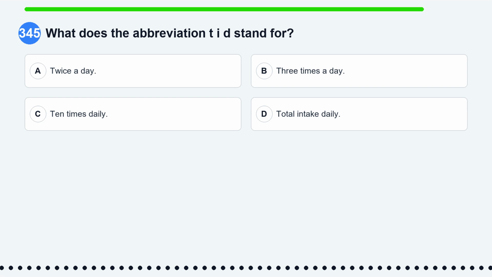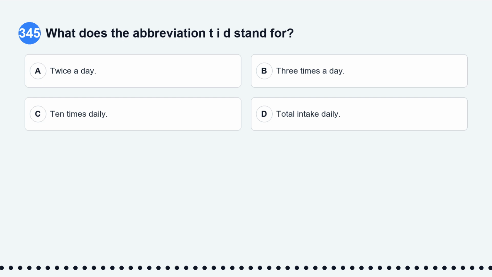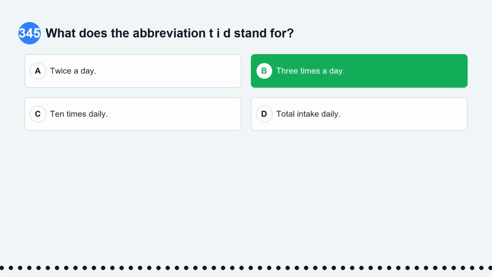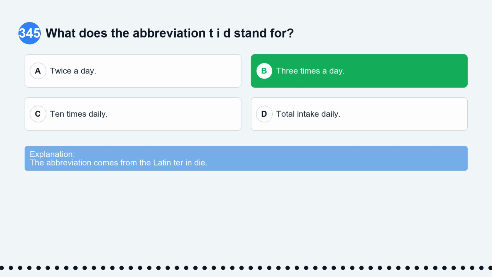Question 345. What does the abbreviation TID stand for? Option A, twice a day. Option B, 3 times a day. Option C, 10 times daily. Option D, total intake daily. The correct answer is option B, 3 times a day. The abbreviation comes from the Latin term die.